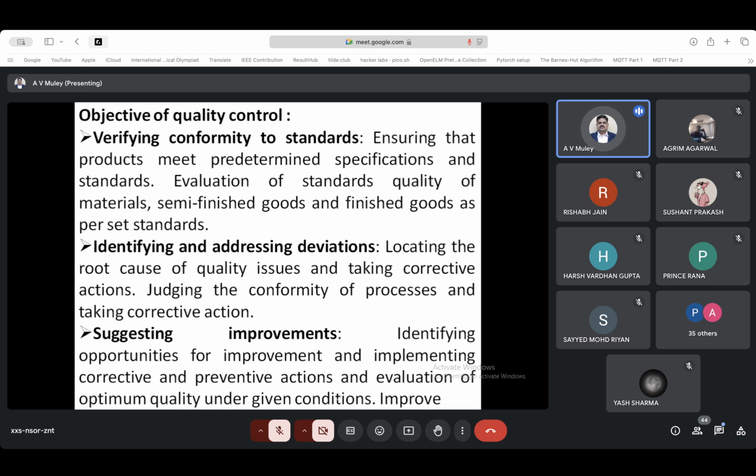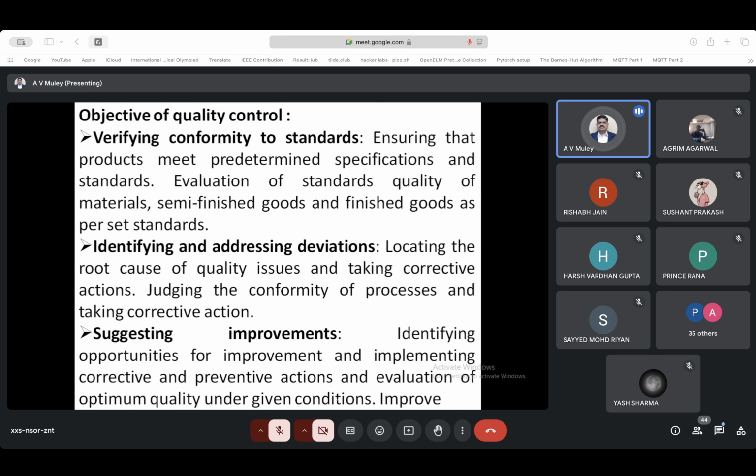Identifying and addressing the deviation, locating the root cause of quality issues and taking corrective action. So another aspect of quality is to take the corrective action. First identify and then take the corrective action. So judging the conformity of processes and taking corrective action. Then suggesting improvement, identifying the opportunities for improvement and implementing corrective and preventive action and evaluation of optimum quality under the given condition. So this is an aspect of this particular quality.